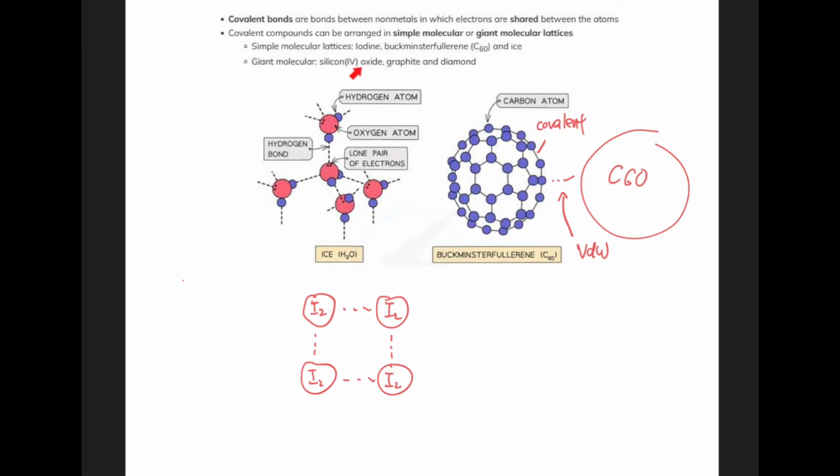So we have silicon 4 oxide. Silicon 4 oxide is basically sand. Example will be sand. And then graphite is made of carbon. Diamond is also made of carbon, but they have different arrangement. So let's look at the details on the next page.